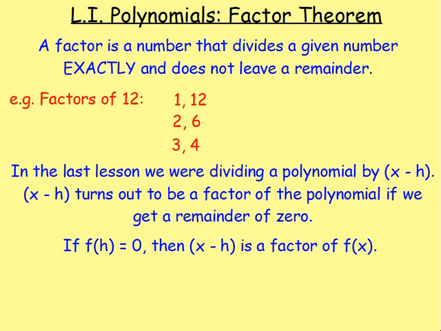After that, we looked at the factor theorem. What are factors? Well, a factor is a number that divides a given number exactly, and it does not leave a remainder. You get a remainder of 0. For example, 12, you can divide it by 1, and 12, and 2, and 6, and 3, and 4, and the remainder is always 0. So they would all be factors.